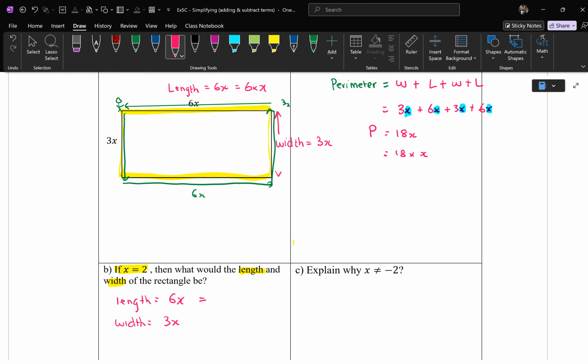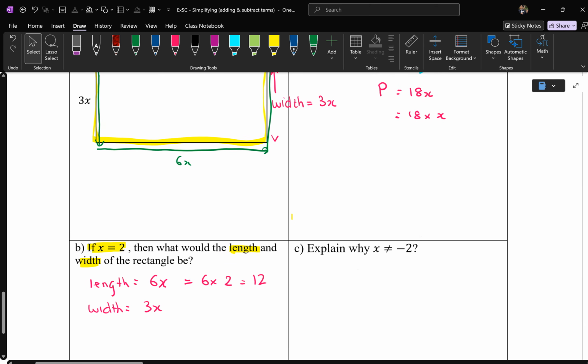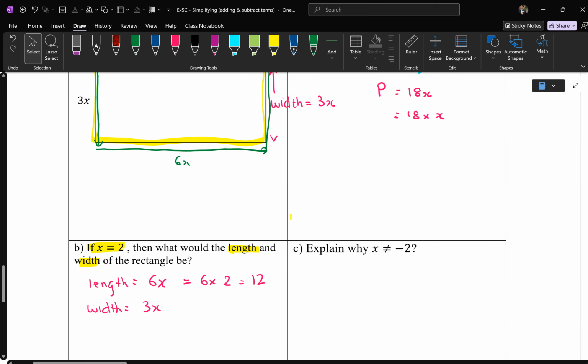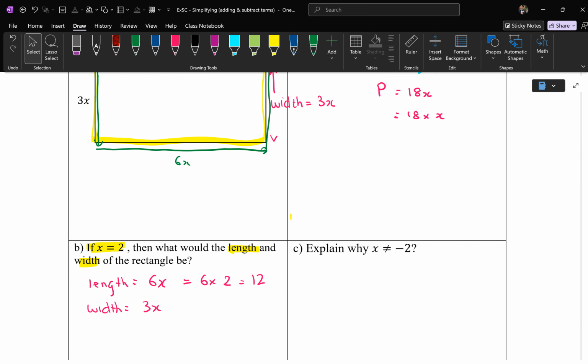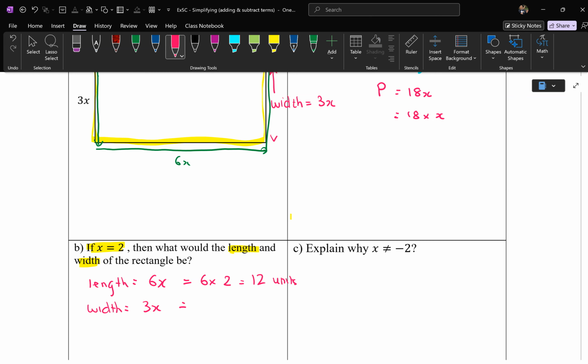12, because 6x means 6 times x, but if x is 2, then 6 times 2 tells you 12, whatever units it is. So it doesn't tell us units, so we don't know if it's 12 centimeters or 12 meters or 12 kilometers, so we just say 12 units for now. So 12 units. What about the width? What would the width equal to? Let's go with Josh.